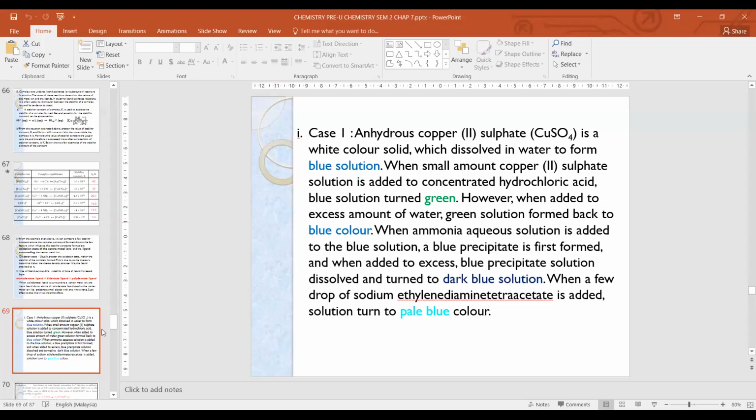So I'm going to show you a video that will help you to understand how these color changes happen for copper. Okay, so I'm going to show you the video right now.